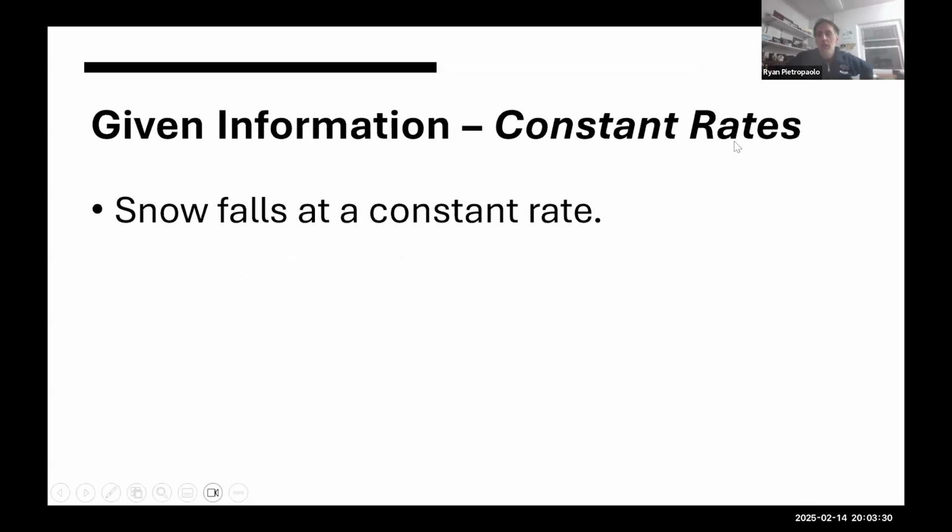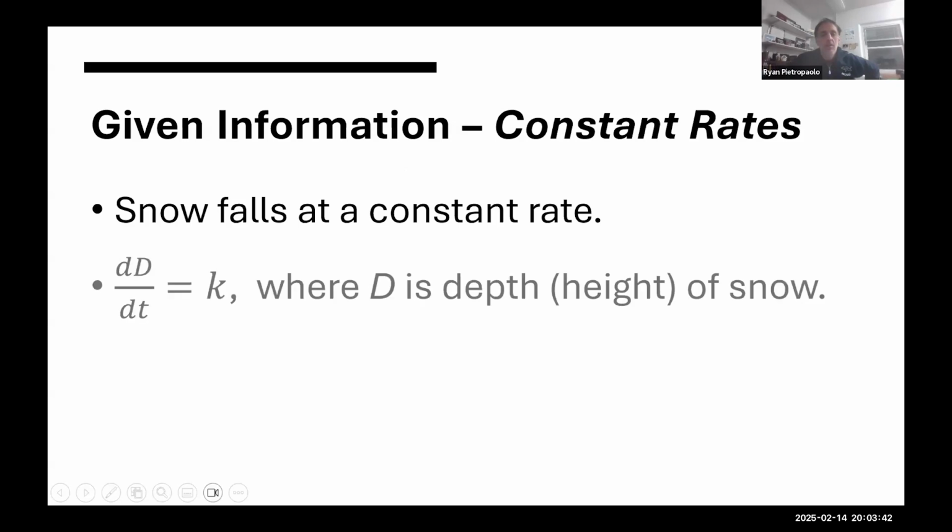So let's go ahead and look at our given information. We've got to define some variables, right? We need some notation here. But what's given first is a couple of constant rates. Snow is falling at a constant rate, and we're going to call D the depth of snow. So we're given that the rate of change of the depth is constant. We're going to call that K.